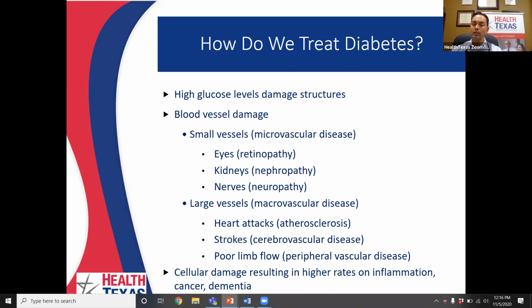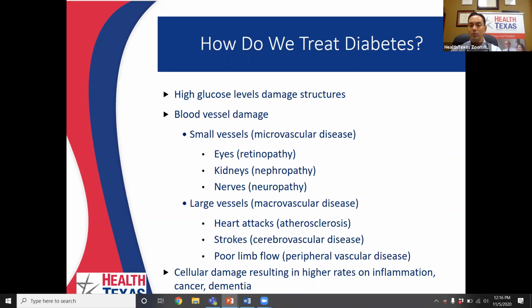So if you have diabetes or know someone that does, they should be having an eye exam at the time of diagnosis and every single year after that. And that eye doctor should know that they have diabetes, and they should be dilating their eyes to look for vascular damage in the back of the eye, in the retina.